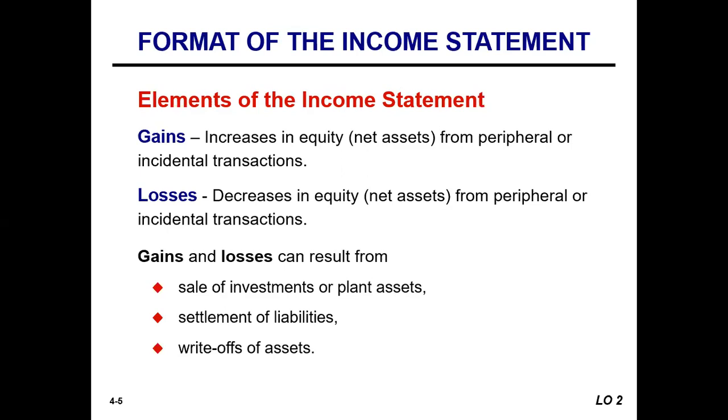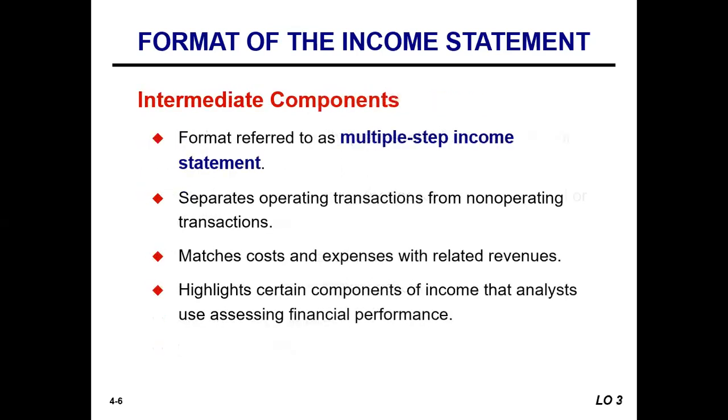And so it gives us some examples here. Gains and losses can result from, for example, the sale of investment or plant assets, the settlement of liabilities, or the write-off of assets. And again, as we continue through our textbook, we are going to get practice with calculating several different types of gains and losses on these things. So we will get a lot of practice with this as we go through our book.